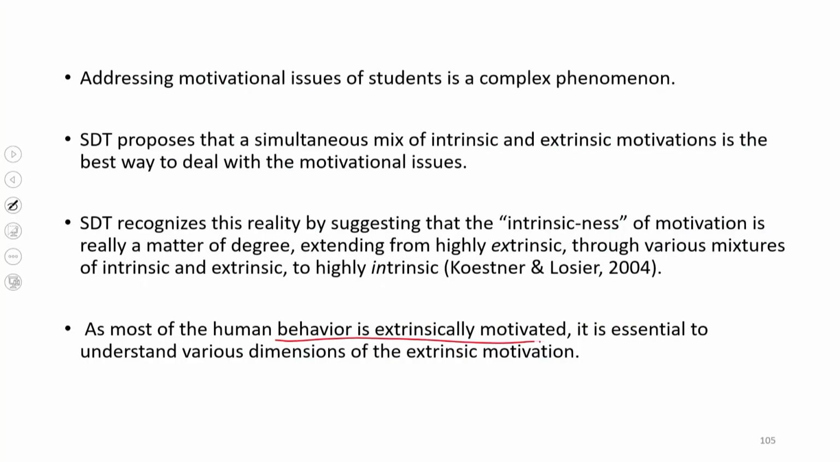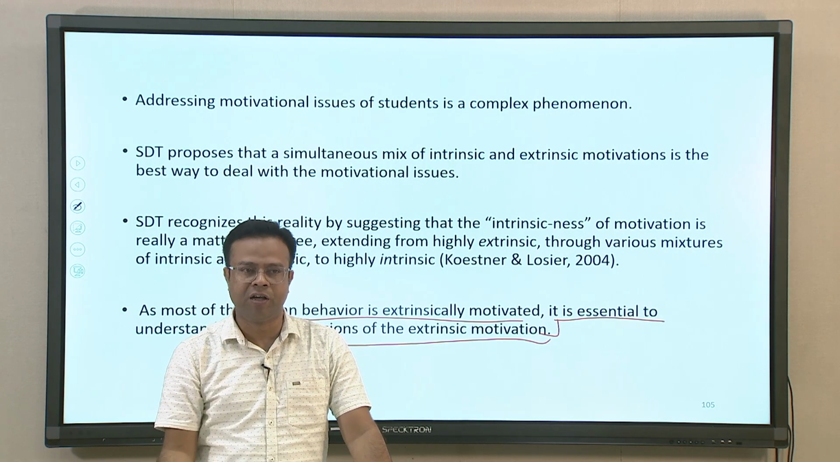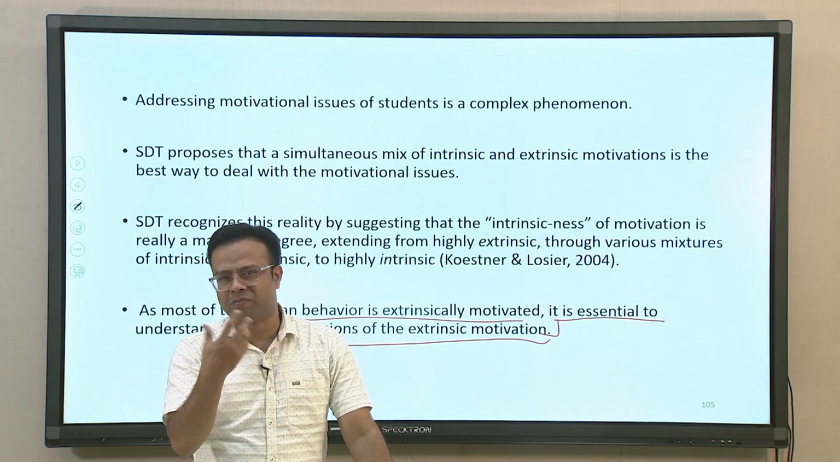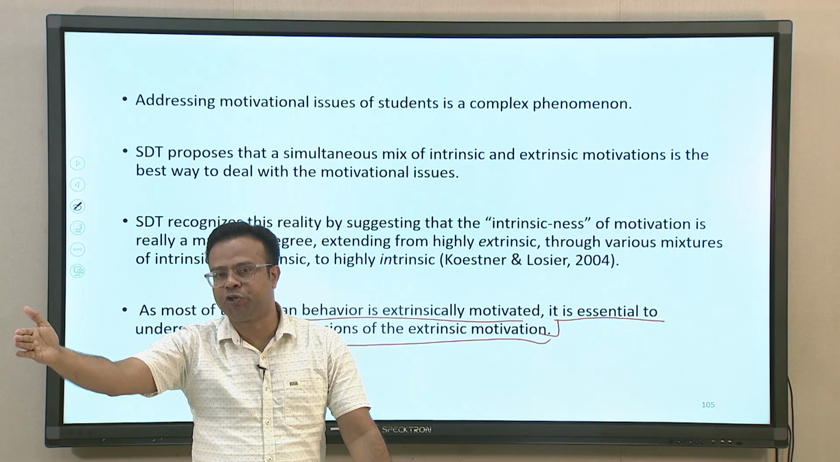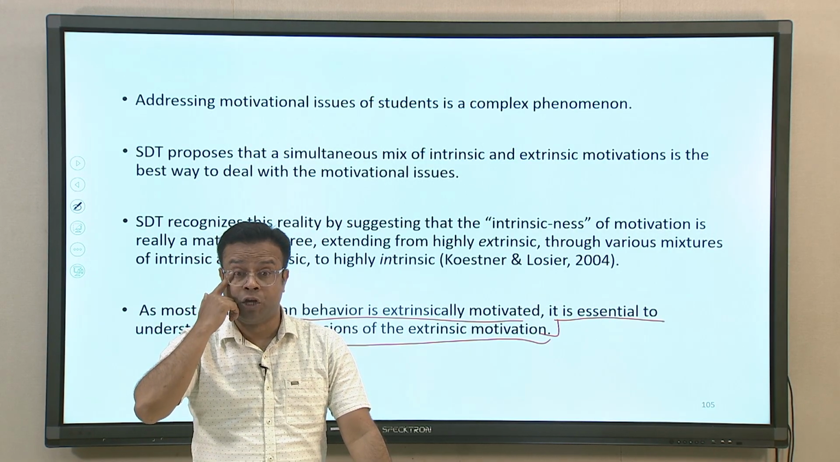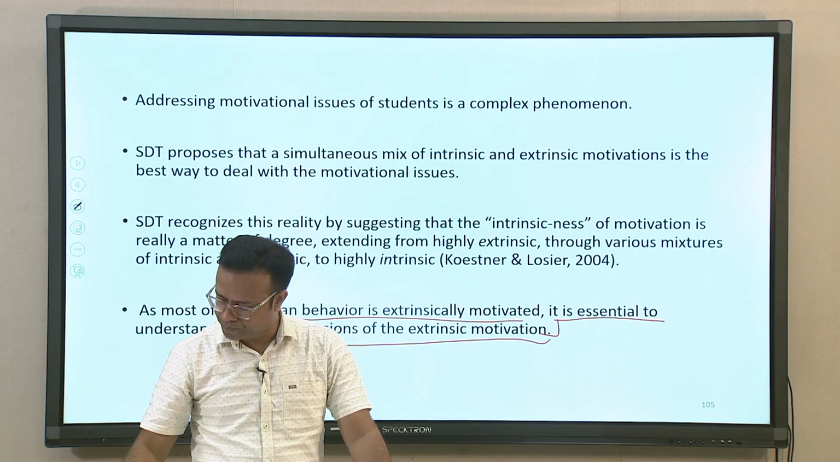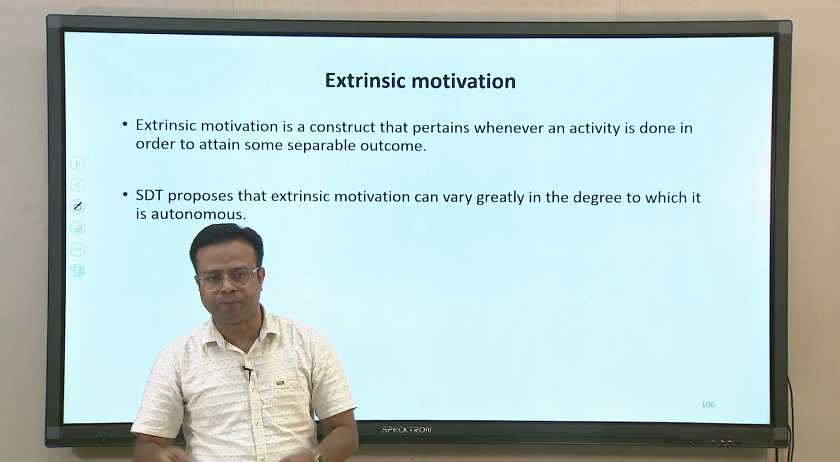As most of the human behavior is extrinsically motivated, it is essential to understand the dimensions of extrinsic motivation. Since most of the activities are extrinsically motivated, it is very important to understand this, because this is where we can address issues. Intrinsic motivation is very rare, and most of the activities people do are not intrinsically motivated. So, the large chunk of actions that we do comes under extrinsic motivation. This is where we need to understand more, and this is where we can have an intervention also. So, let us look at extrinsic motivation in a little bit more detailed way.